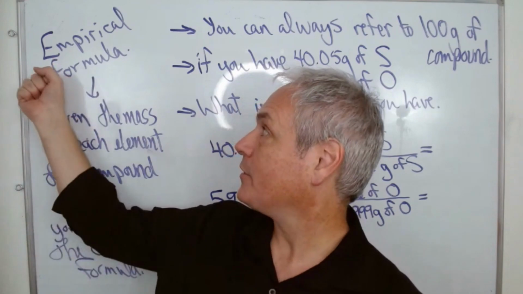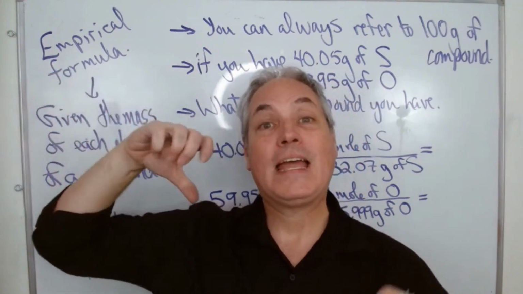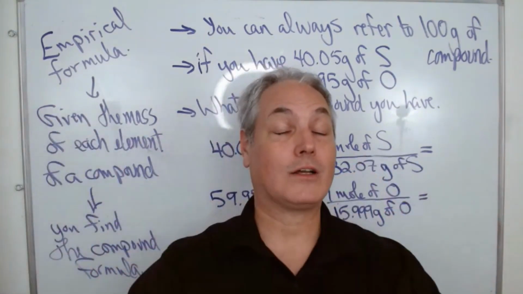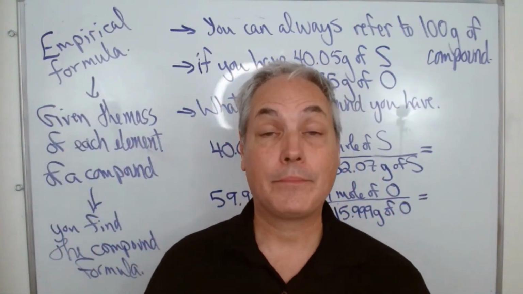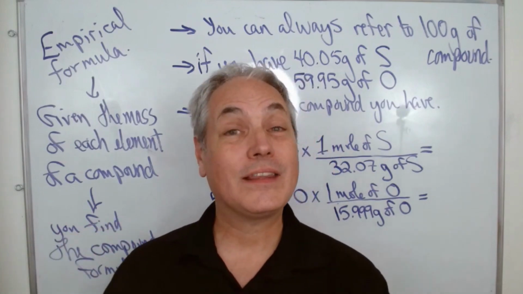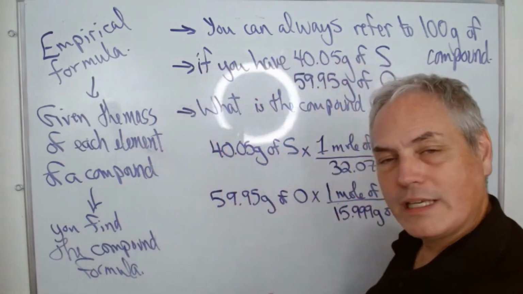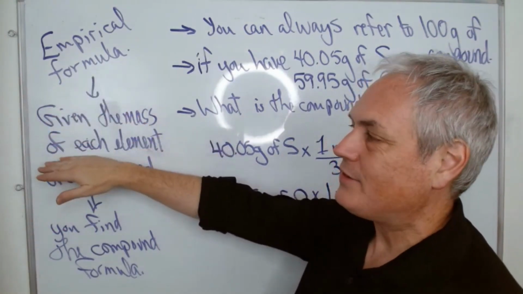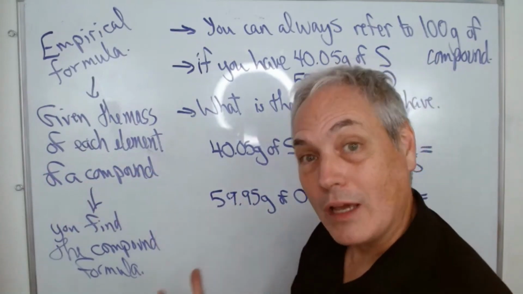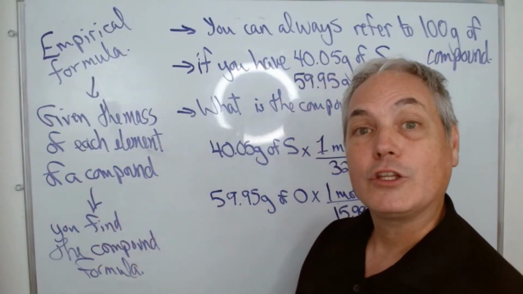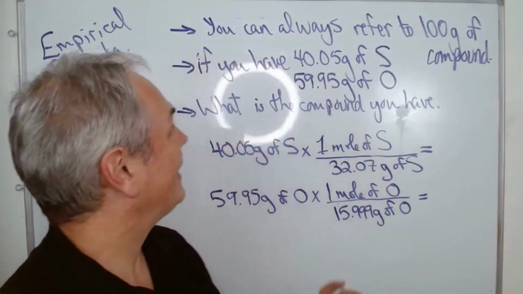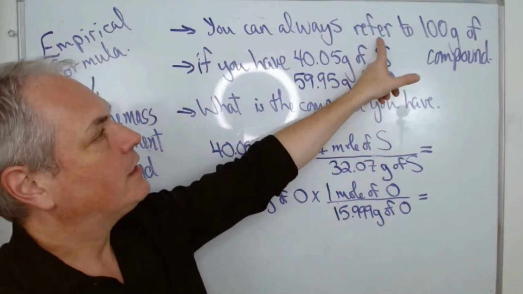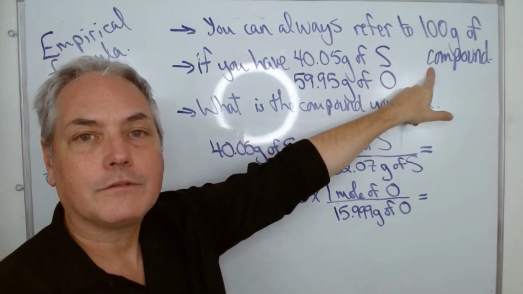So here, when I talk about the empirical formula, I'm giving you the mass you have of each of the elements, and you're trying to figure out what molecule contains these ratios. Here's something to keep in mind. To get the empirical formula, given the mass of each element of the compound, you need to find the compound formula. You can always, when you do your calculation, refer to 100 grams of compound.